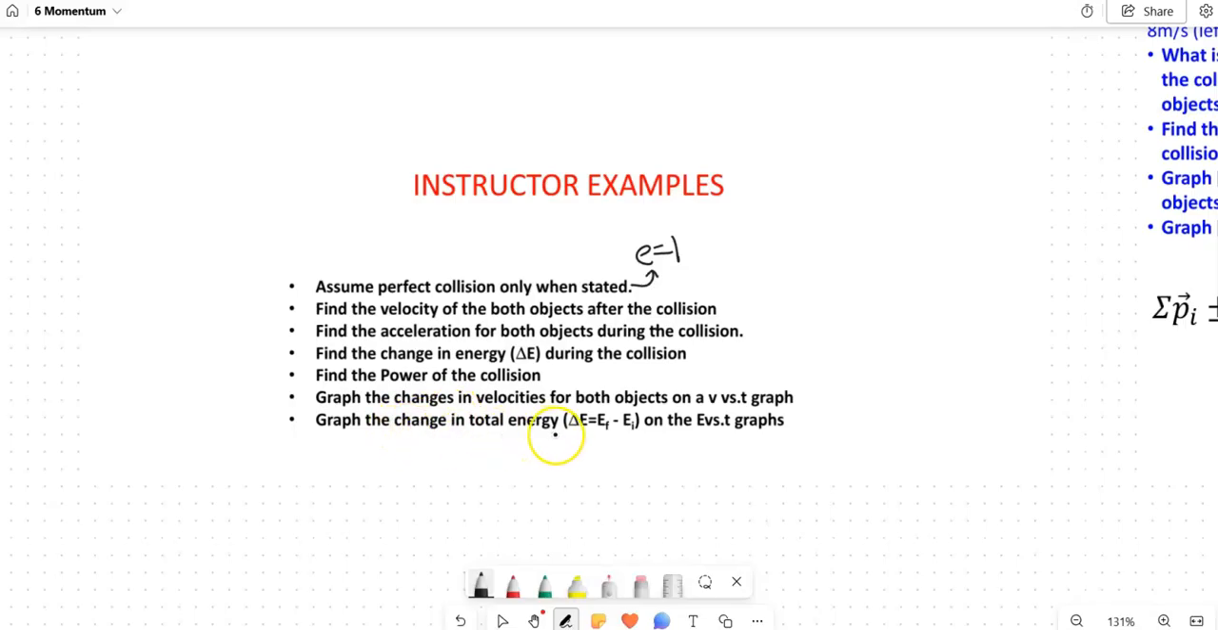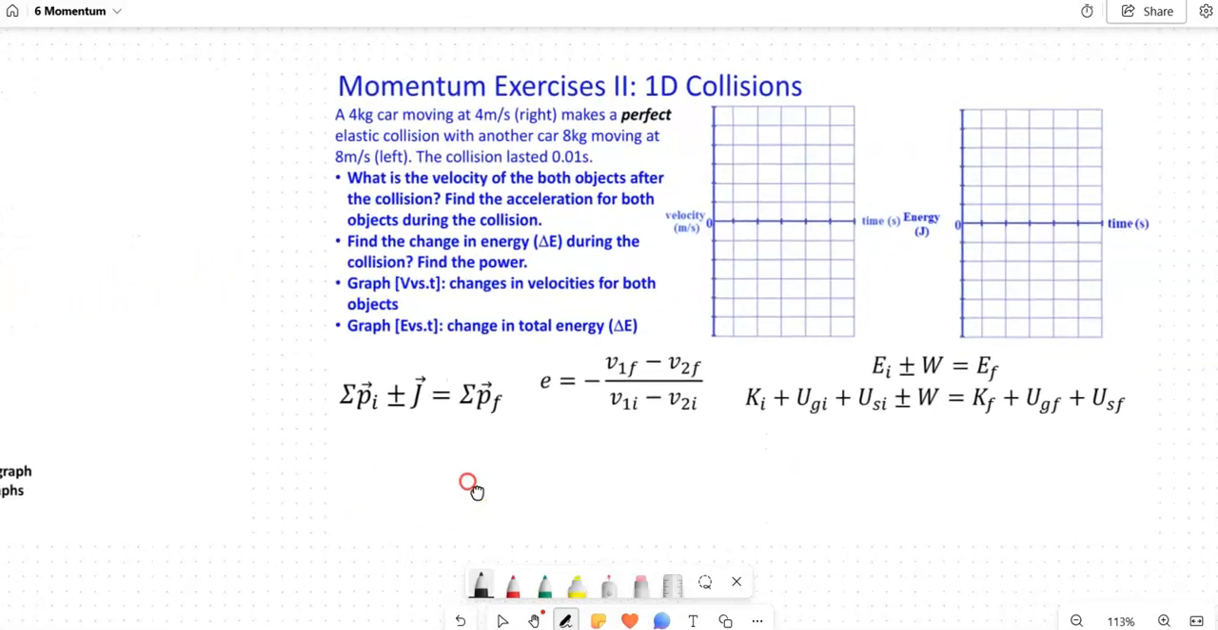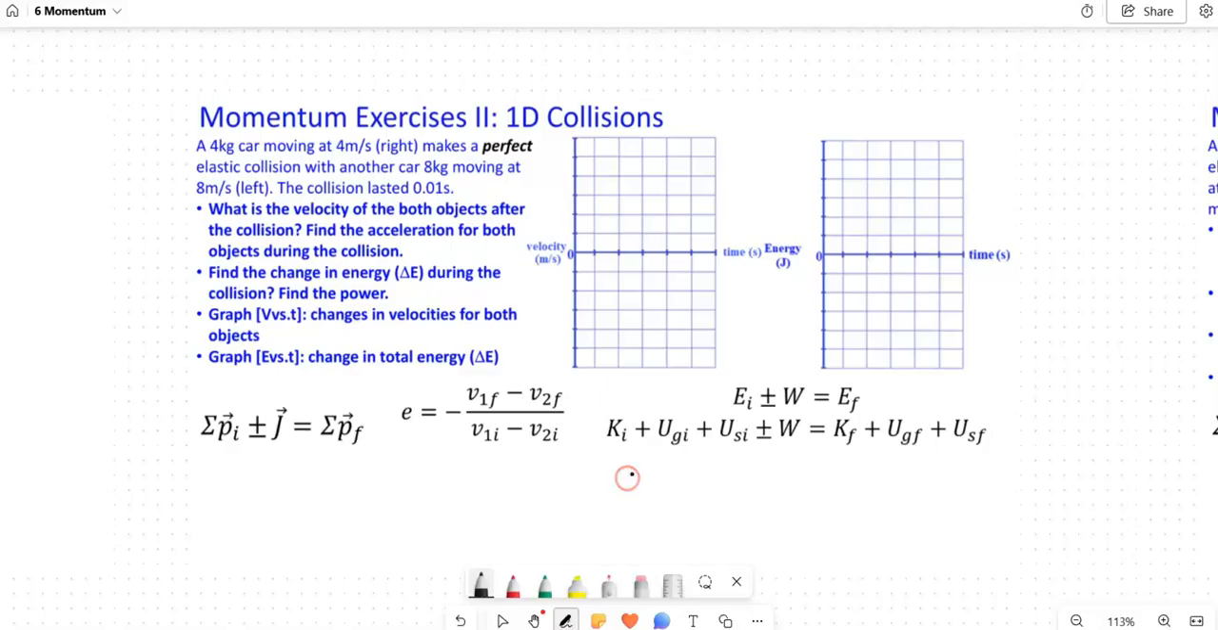And graph the total change in energy, the initial energy versus the final energy, on the graph, which is going to tell you the power. So this graph is going to tell you the power, and this graph is going to help you figure out the acceleration. Okay, let's go on. I'll show you what we have to do. You probably saw a lot of this, or a problem similar to this, in 6.1. But let's go ahead and do this together.